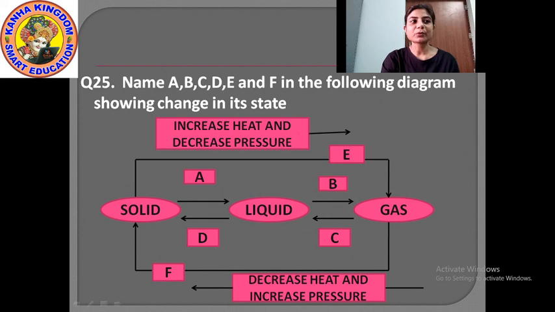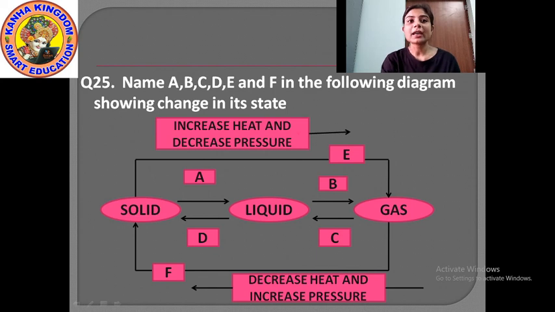Students, question number 25. This is our last question. Name A, B, C, D, E and F in the following diagram showing change in state. There are different states A, B, C, D, E and F. You have to name the change of the state.